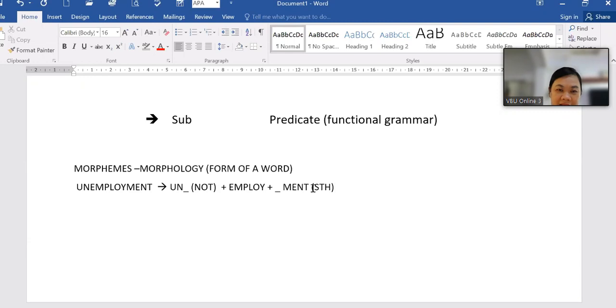So morphology is prefixes and suffixes, is that right? Yeah, a lot of items, a lot of issues.